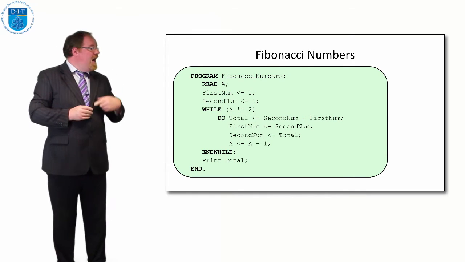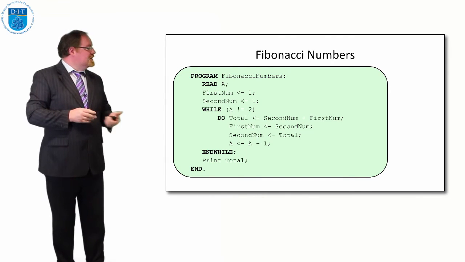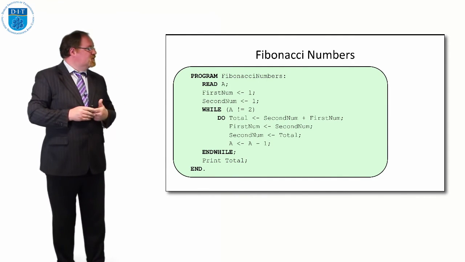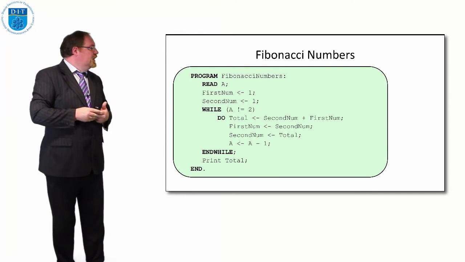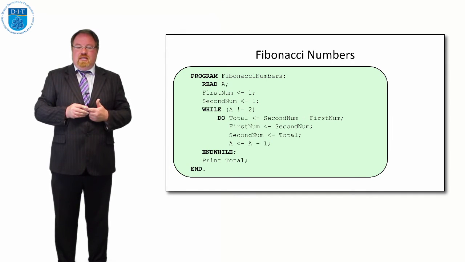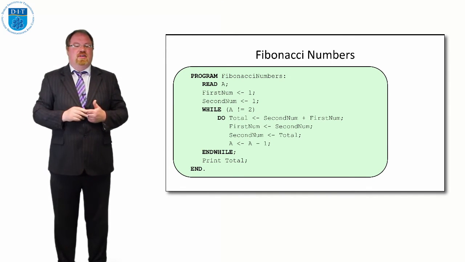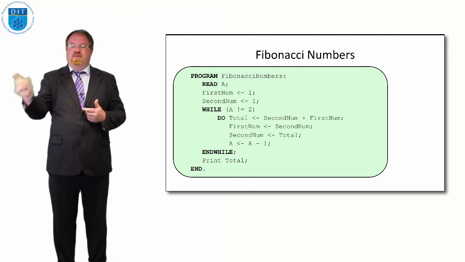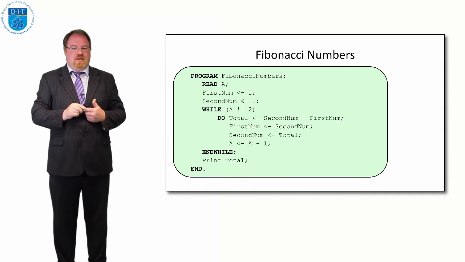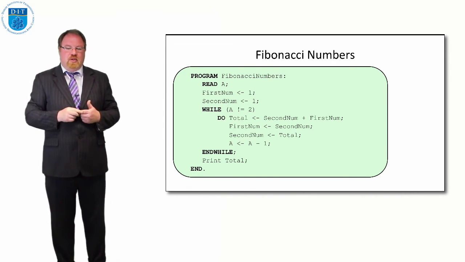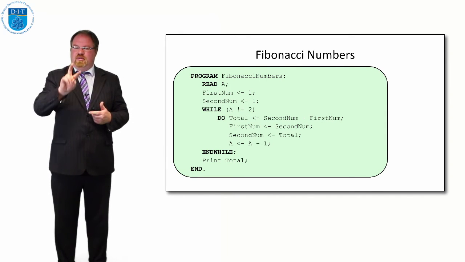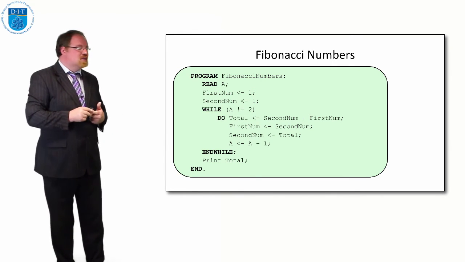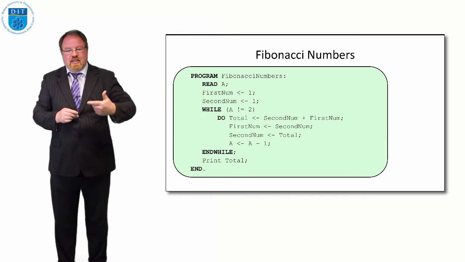What we'll do is we'll have a running total, and that variable total is the sum of first number and second number. Then we say the first number gets the value of the second number now, and the second number gets the value of the total. So let's say in the first case, total is 2, because 1 and 1 is 2. Now, first number gets the value of second number, so that becomes 1. But second number gets the value of total. That means total is 2, so second number becomes 2. So now the first number and second number are 1 and 2, which is the second and third number in the Fibonacci sequence. A gets decremented by 1, and then we go around again.